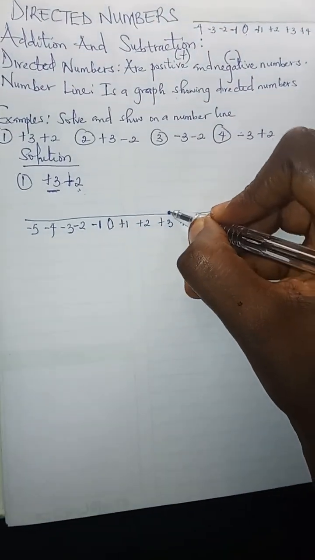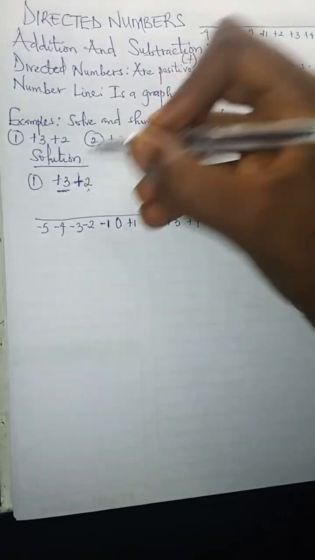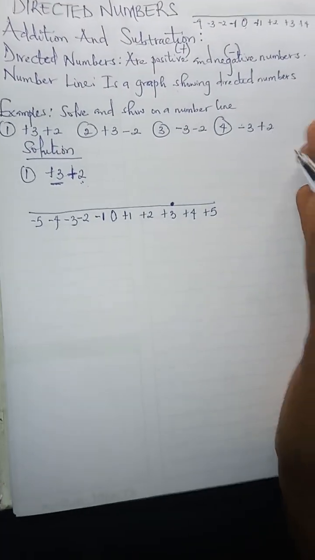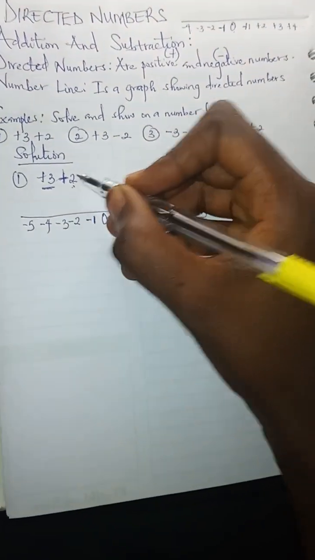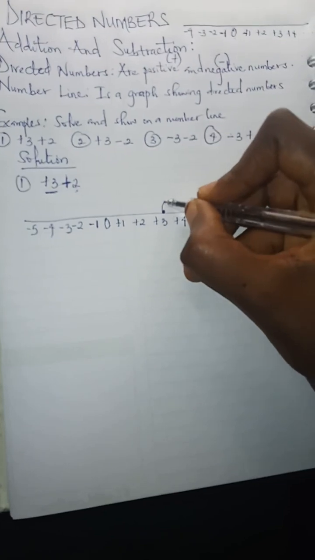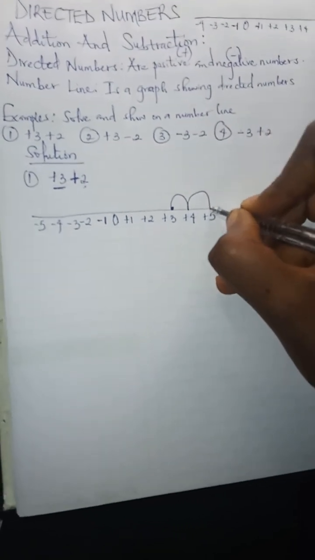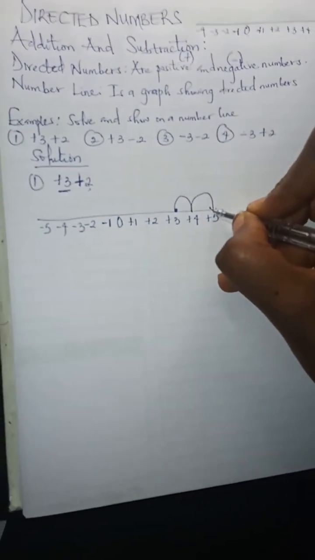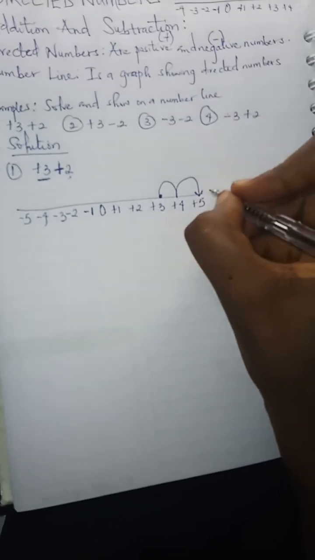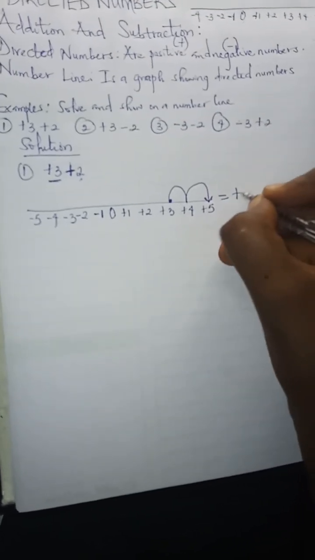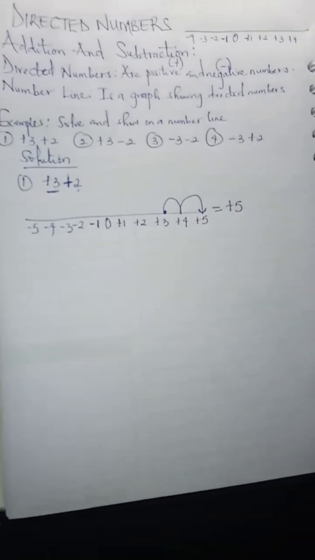So we have our plus 3 here. The plus here indicates we are moving to our right hand side. And then we are moving how many times? 2 times. So let's move. This is 1, 2. So we stop. The number where we stop is 5. So that means our answer here is equal to plus 5.